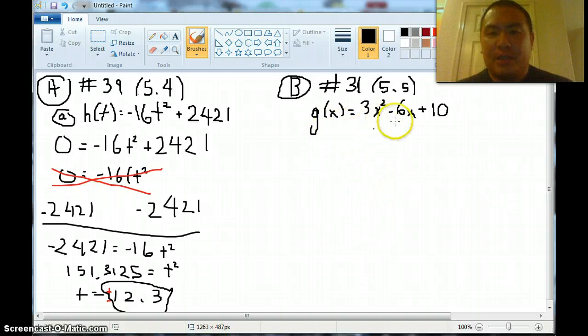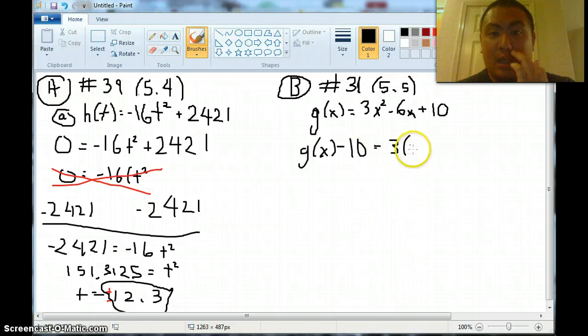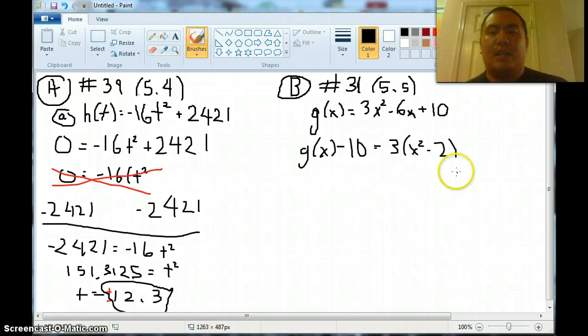The first thing I'm going to do is leave this 10 out of here. I'm going to make it g of x minus 10 is equal to 3, and I'm going to go ahead and factor out the 3. Is equal to x squared minus 2x. Oh, sorry, 2x.